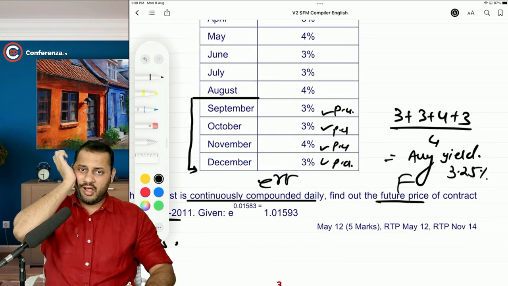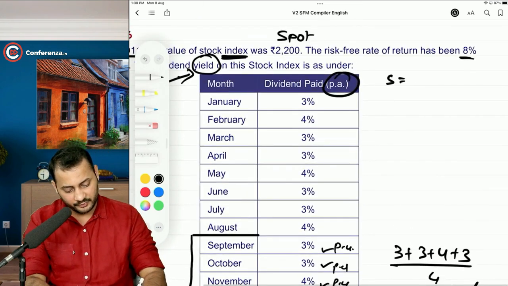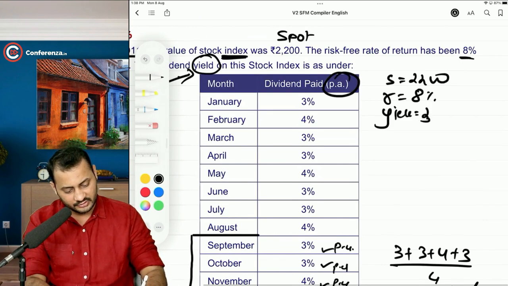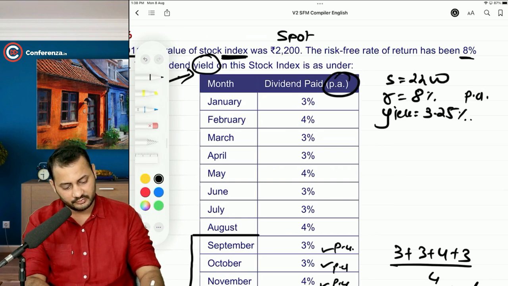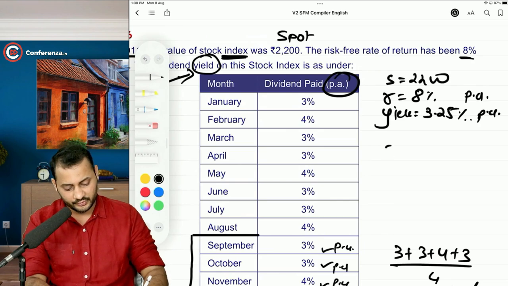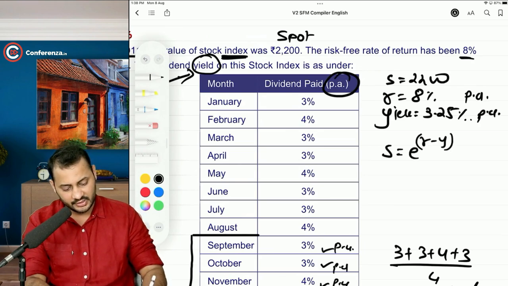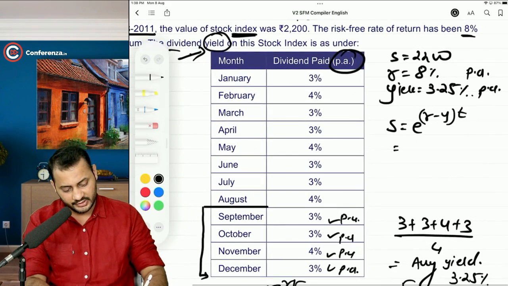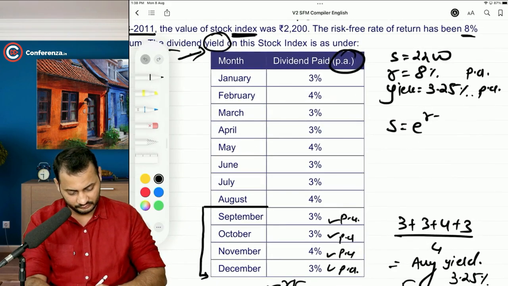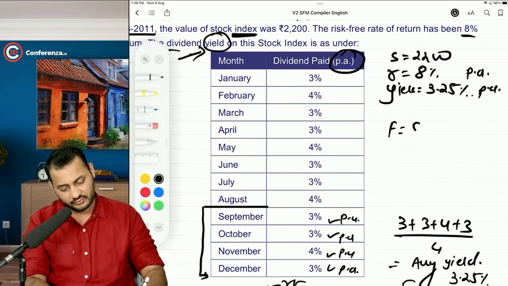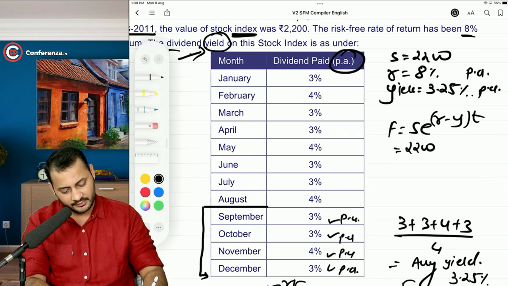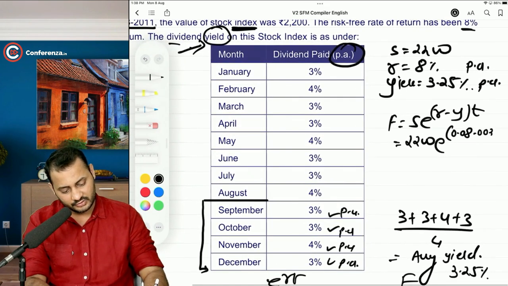And that's it. Now the question is very simple. Spot price is 2200, rate of interest is 8%, dividend yield is 3.25%. This is per annum, this is again per annum. What are you going to do? F is equal to S into e to the power R minus Y into T. Spot price 2200, e to the power rate of interest 0.08 minus 0.0325.